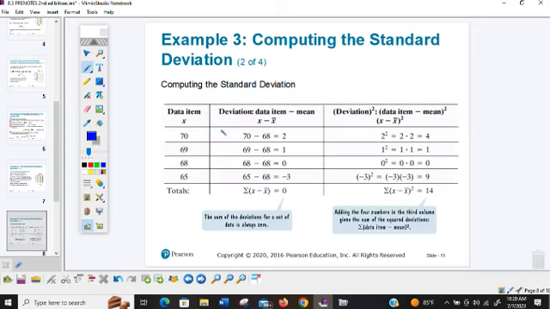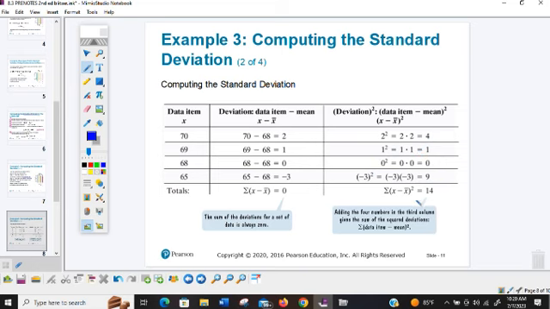So let's look. Here's our data. We know the mean is 68. That's what this symbol means, mean. So we did 70 minus 68 is 2. 69 minus 68 is 1. 68 minus 68 is 0. 65 minus 68 is negative 3. Now we square these numbers. 2 squared is 4. 1 squared is 1. 0 squared is 0. Negative 3 squared is 9. Okay. And then the next step, step 4, says add all of those up.